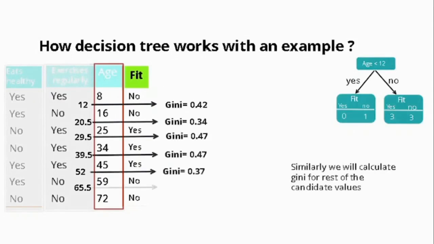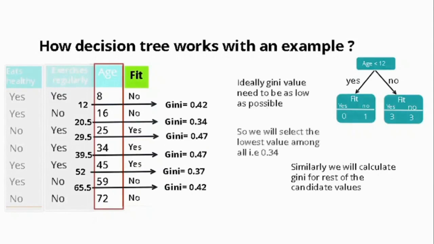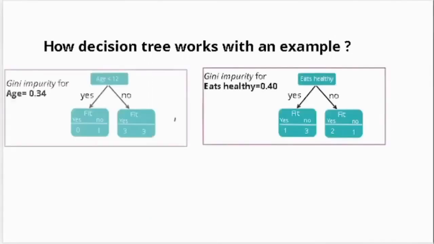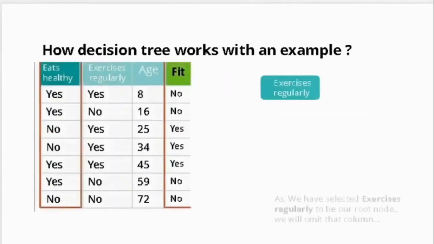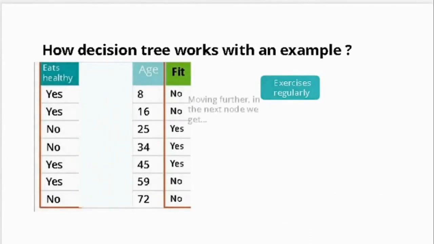Ideally speaking, the GINI value needs to be as low as possible. So we will select the lowest value among all, that is 0.34. Now we have GINI impurity for all 3 attributes. We will finally select exercises regularly as the root node, as it gives the best result when splitting the node. As we have already selected exercises regularly to be the root node, we would omit that column for further consideration.